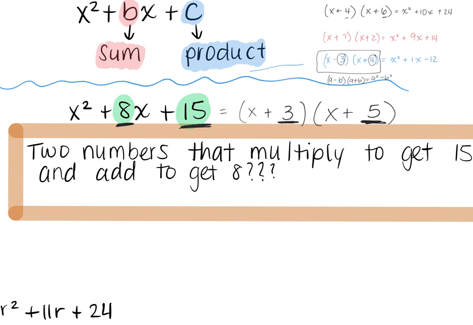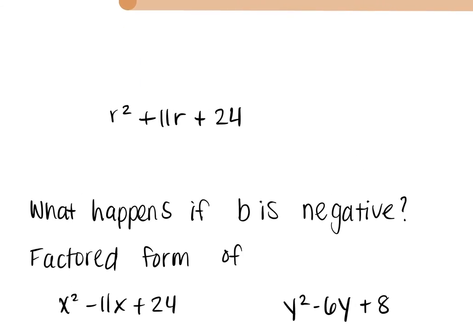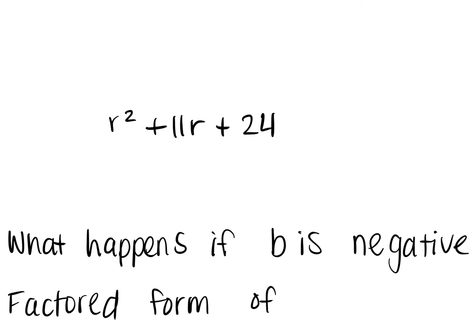Remember, this is the number that you multiply to get, and this is the number that they add up to. They multiply to give you 15. 3 times 5 is 15. And if you add them together, 3 plus 5 is 8. Okay. What about r squared plus 11r plus 24? What are two numbers that multiply to give you 24, but when you add them together, they give you 11?